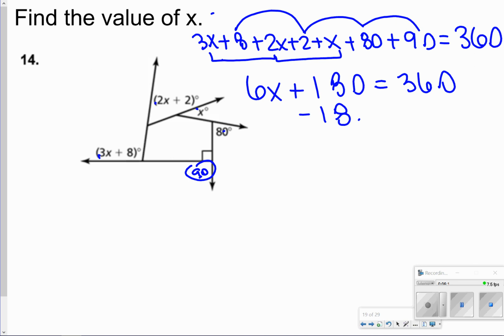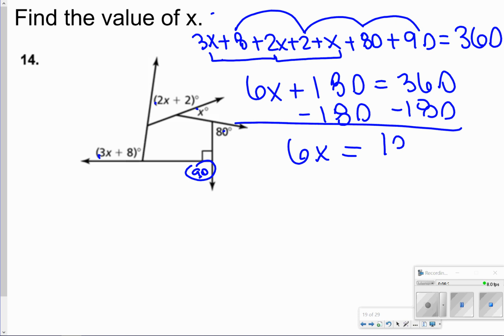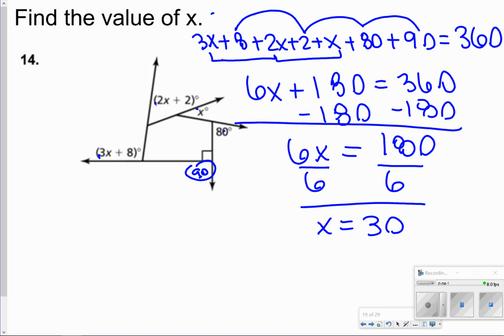I'm going to subtract 180 from both sides first. That's going to leave me with 6x is equal to 180. And then when I divide both sides by 6, x will be equal to 30. I am going to stop right there because it says just find the value of x. I didn't need to find the degree measurements for all the exterior angles, just what x is equal to.